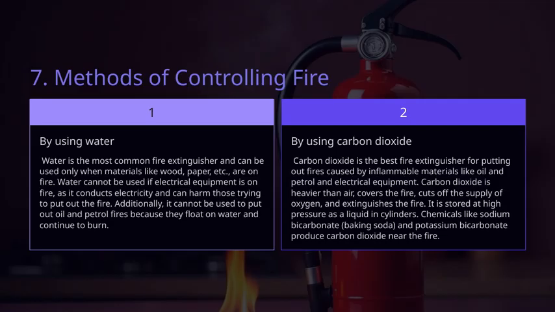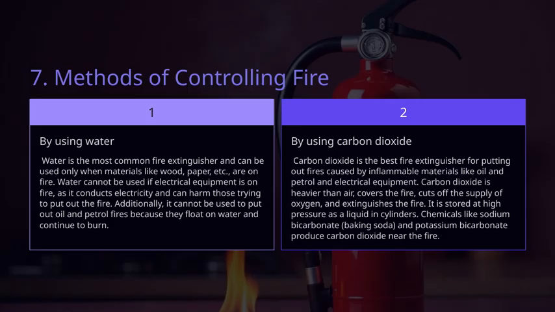Next, we have using carbon dioxide. This method is particularly effective for fires caused by flammable liquids like oil and petrol, as well as electrical fires. Carbon dioxide works by being heavier than air, so it sinks down and covers the fire, cutting off the oxygen supply that the fire needs to keep burning. Because of this, it quickly extinguishes the flames.